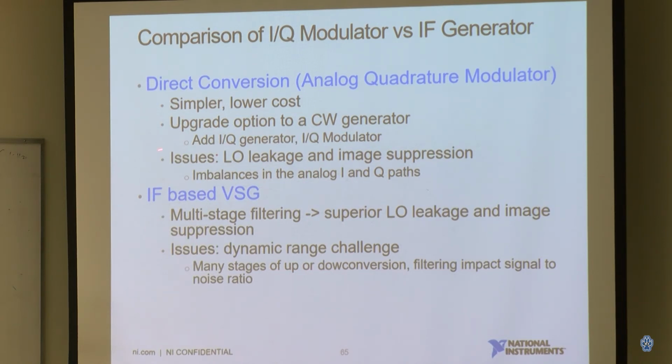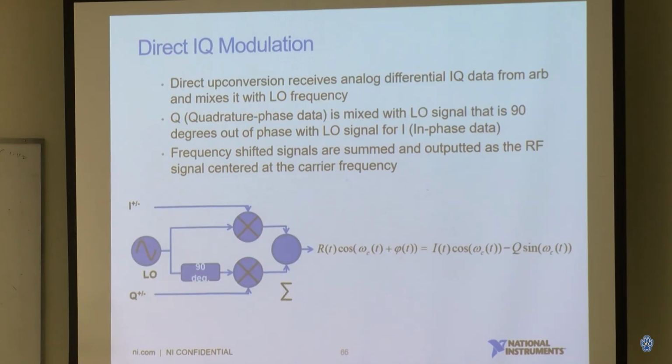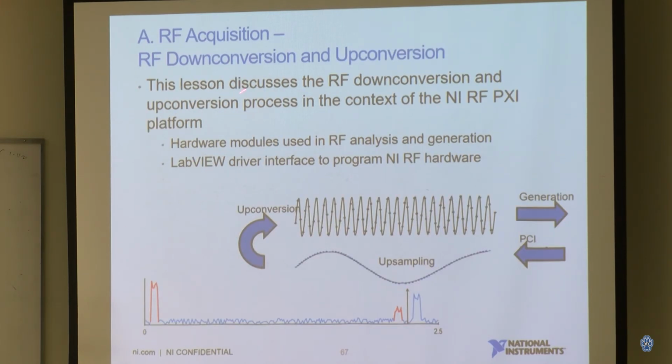So it really depends on the application purpose. Direct conversion is simpler and lower cost. Multi-stage filtering costs more money and you're also facing different challenges, and it's more expensive too. So this is another example of the direct IQ modulation. So I keep talking about up converter, down converter. So why do we want to do up converter, down converter?